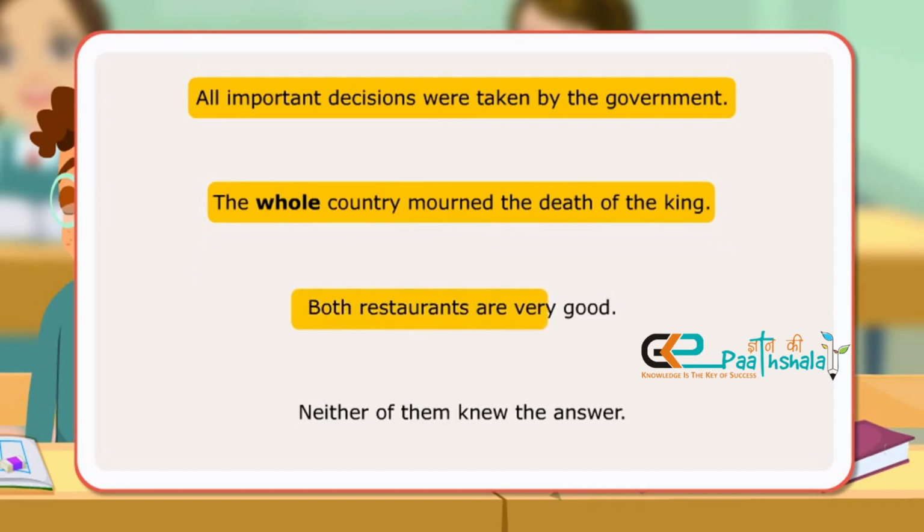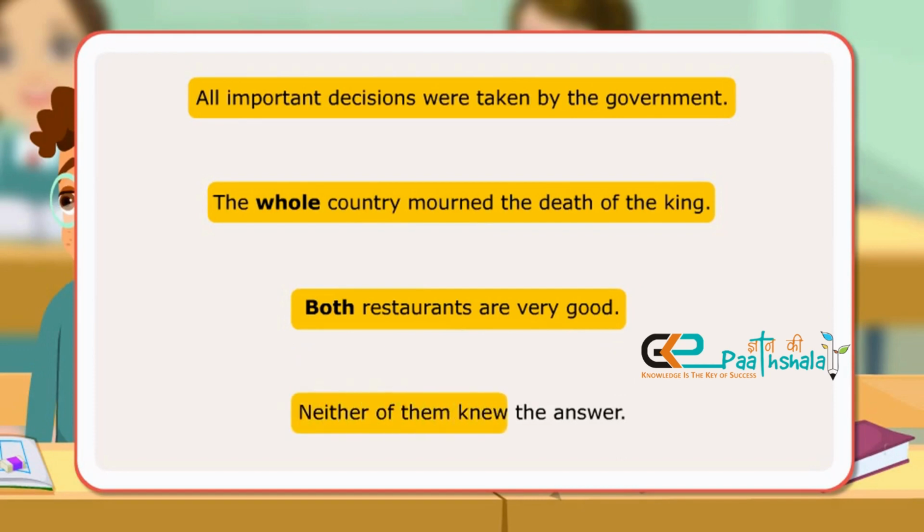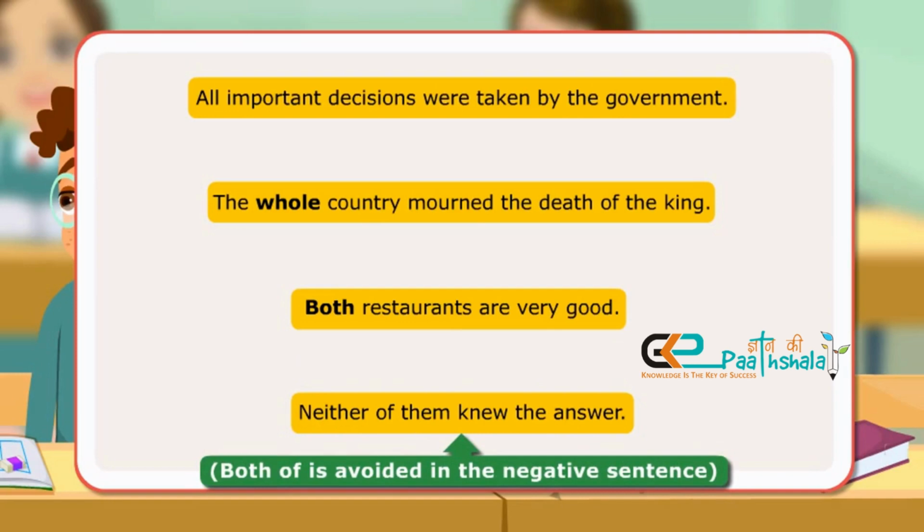Both restaurants are very good. Here, both refers to the two. Neither of them knew the answer. Both of is avoided in the negative sentence.